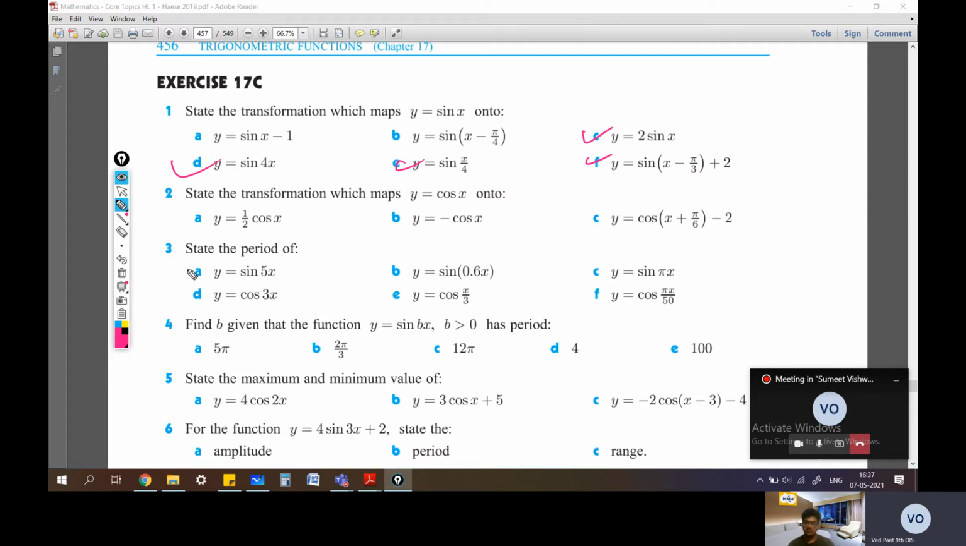Then the fourth one will be, first, shifted 60 to the right, so it will shift to the right by 60 and it will move up by 2.